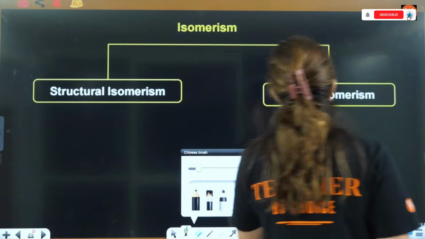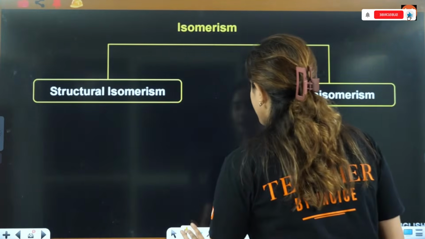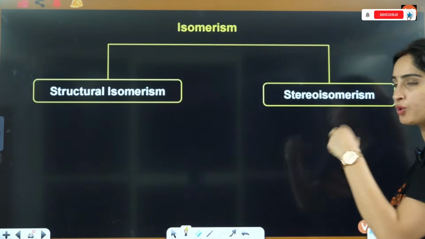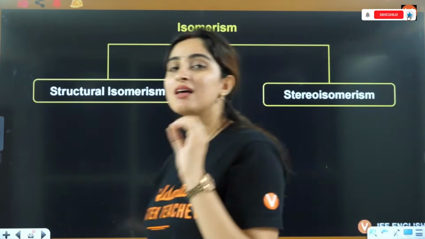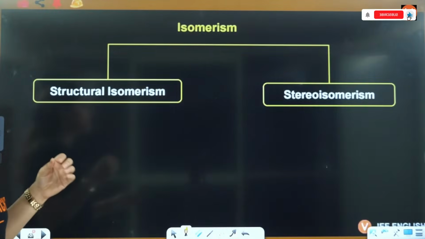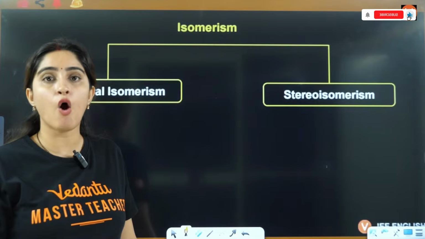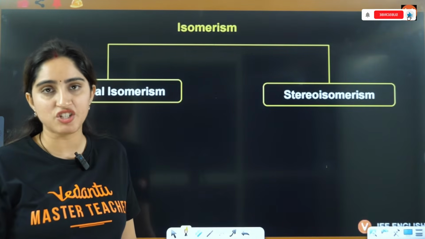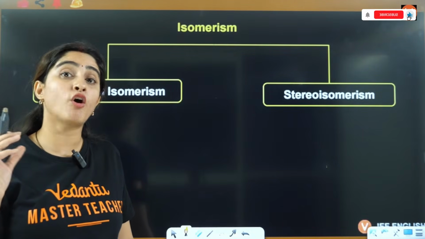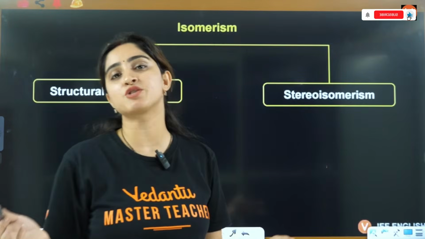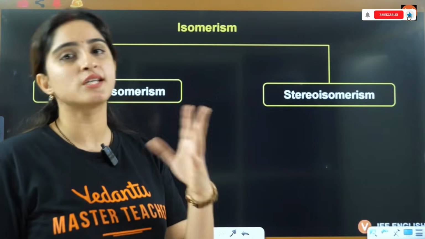See, in case of isomerism, guys, we have two kinds of isomerism. One is structural, the other is stereo, right? Structural isomerism is, for example, the linkage, how the bonds are connected with each other, right? The rearrangement of the bonds can be there. But in case of stereoisomerism, the spatial arrangement will be different. The linkages will be the same.